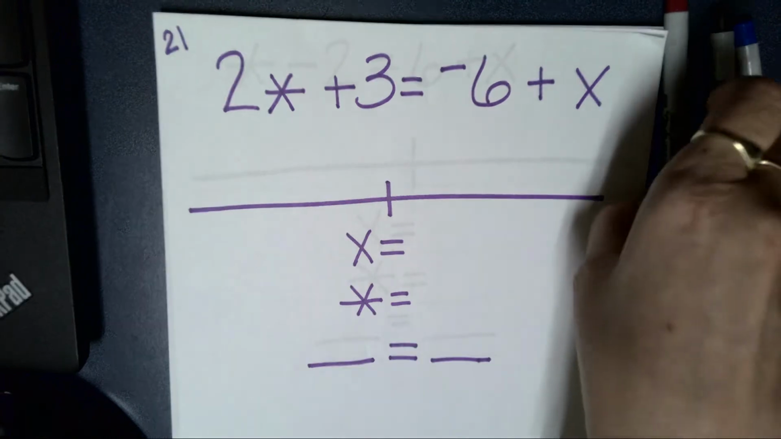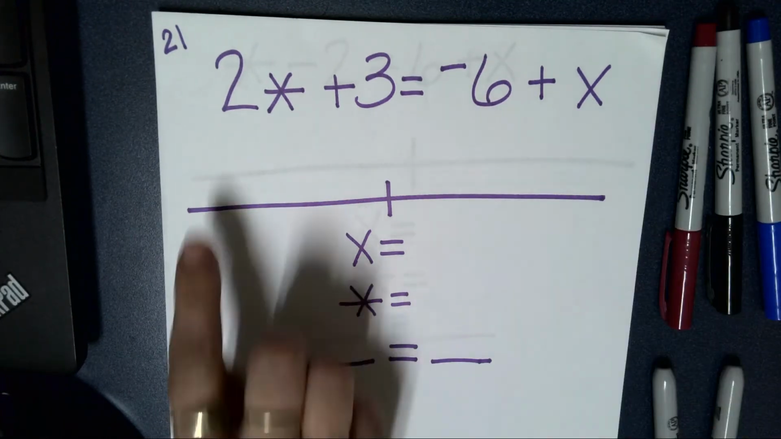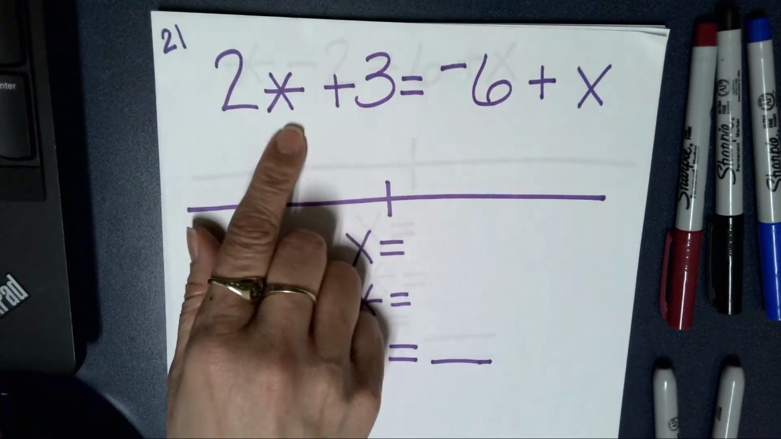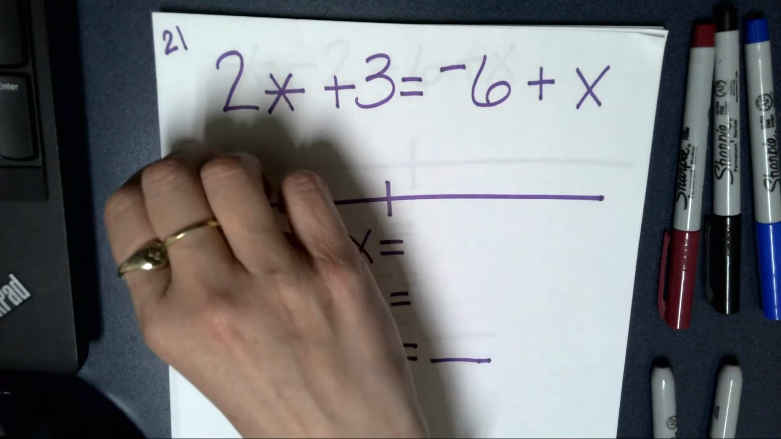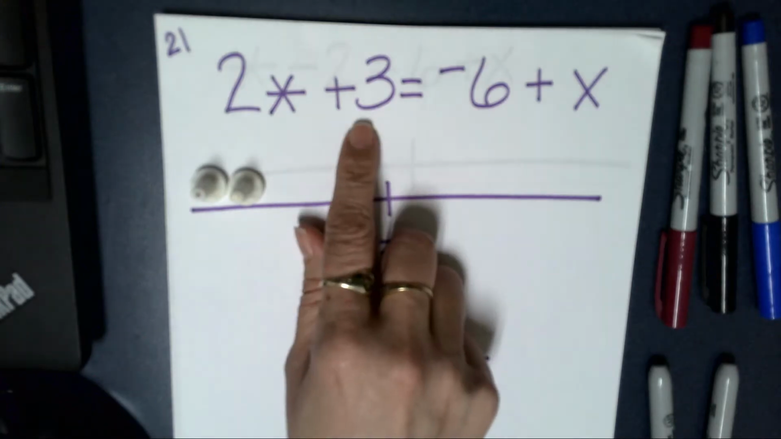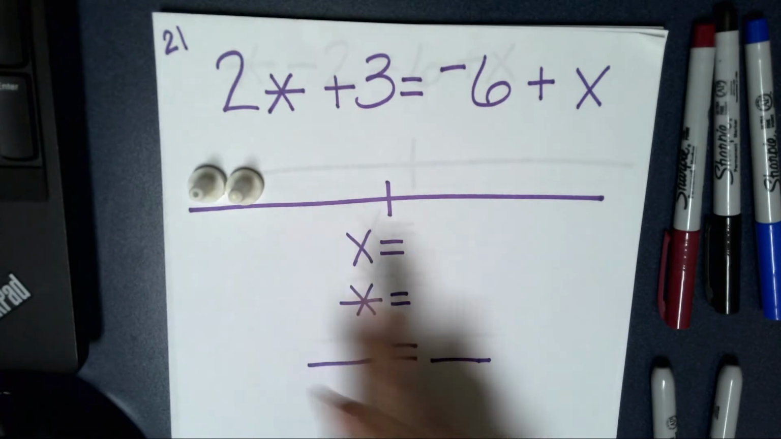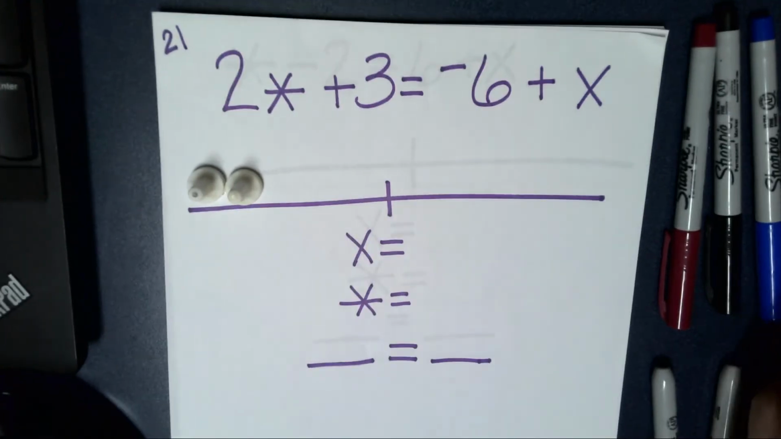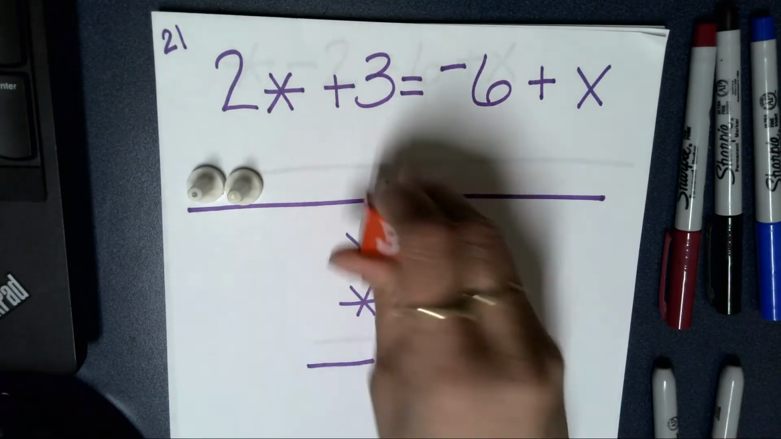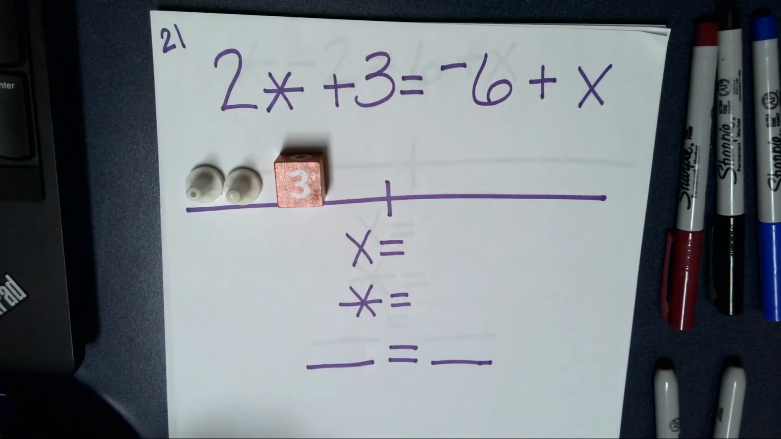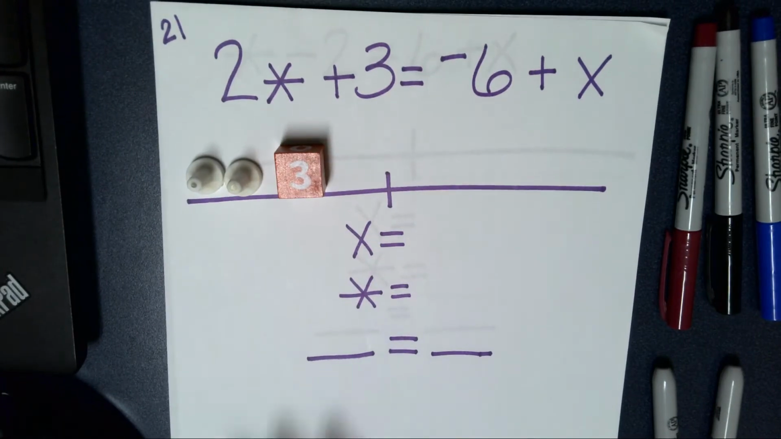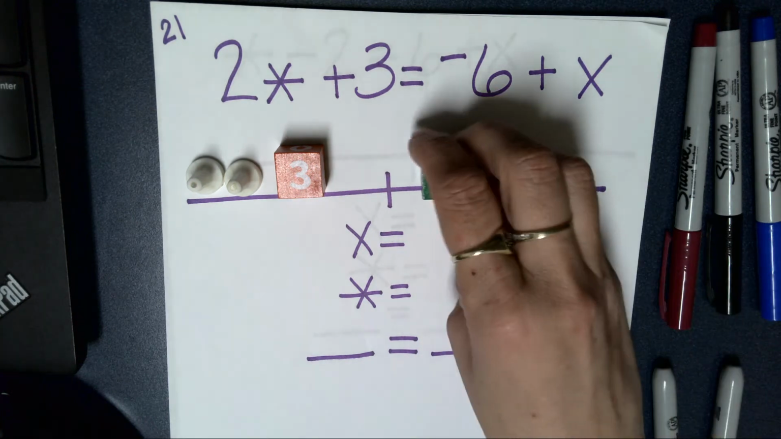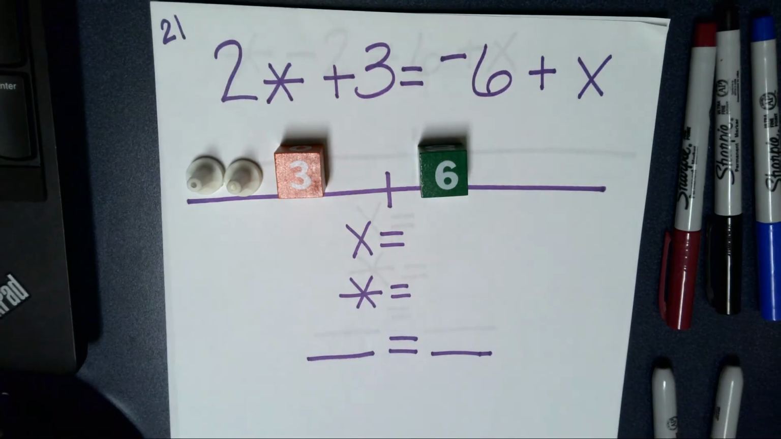So let's go ahead and start solving this. First setup, we have 2 stars. So we're going to add that to the left side, plus a 3. So we're going to add that as well. And on the right side, we have the opposite of 6, or what we would call -6, and then a blue pawn.